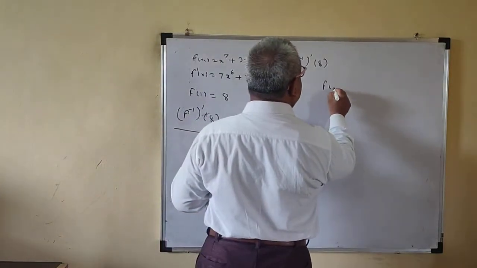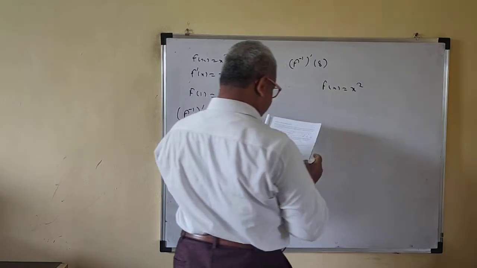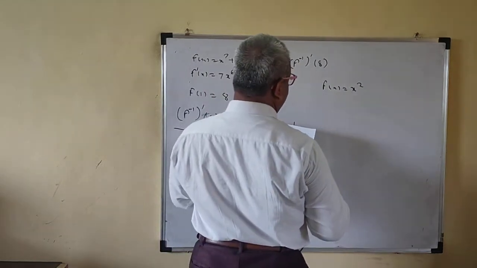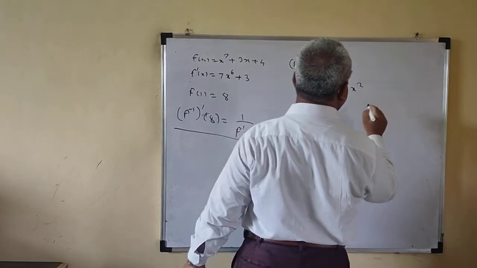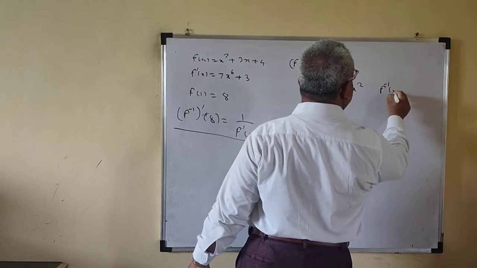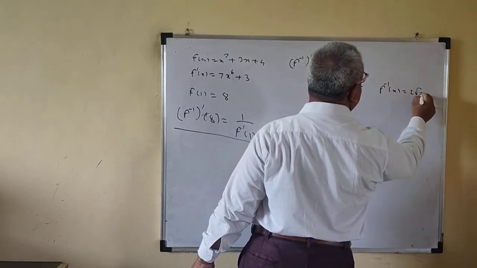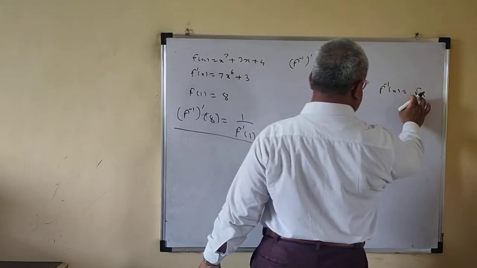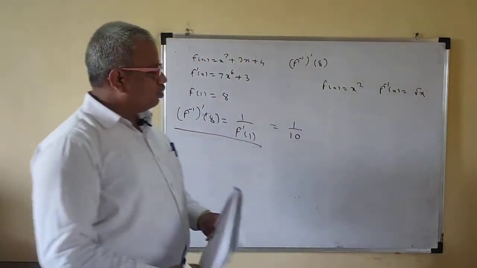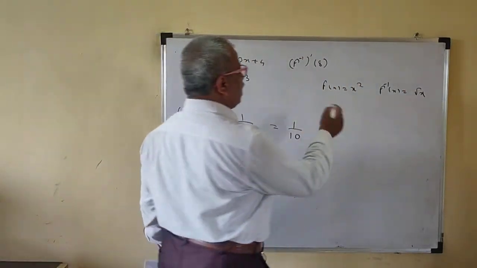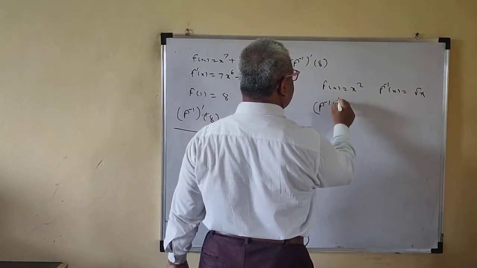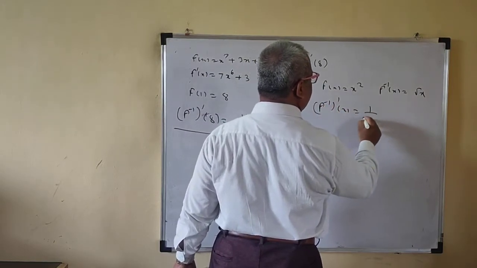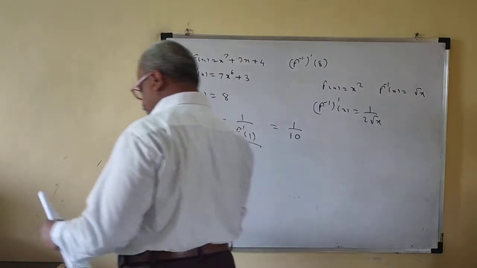Suppose f of x is equal to x square. Then what is f inverse x? f inverse x is root x if f of x is this. So directly you can differentiate, and f inverse dash of x is 1 upon 2 root x.